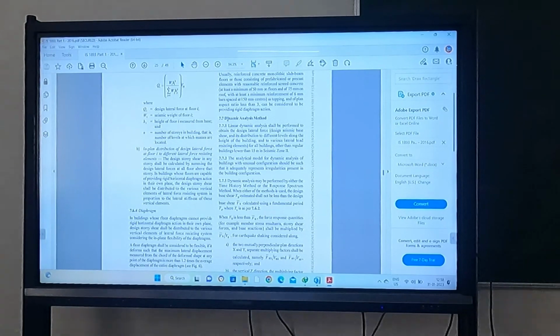See, in this 7.7 clause, dynamic analysis method, if you see this one, 7.7.3, the dynamic analysis may be performed by either the time history method or response spectrum method. When either of these methods is used, the design base shear VB estimated shall not be less than the design base shear VB bar calculated using the fundamental period.